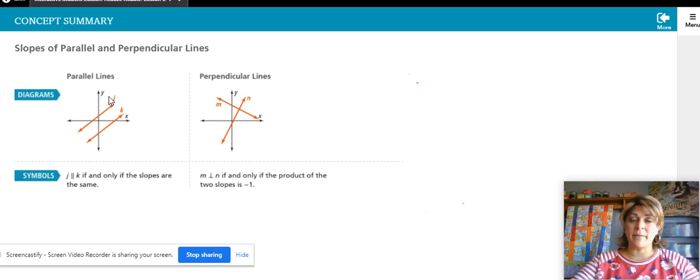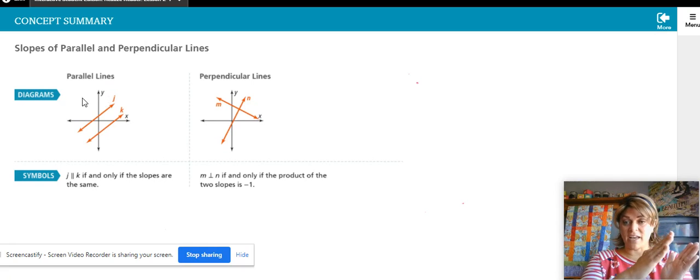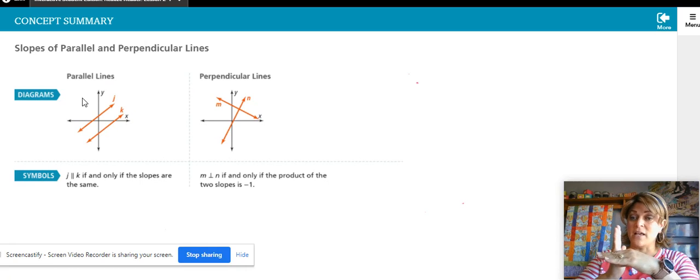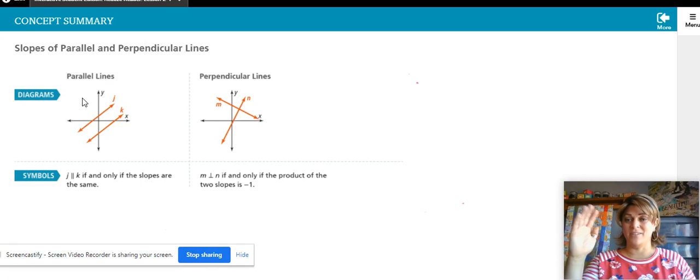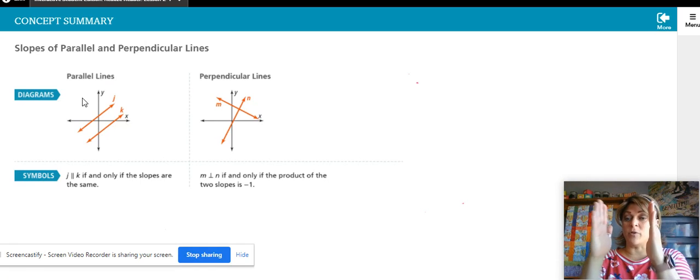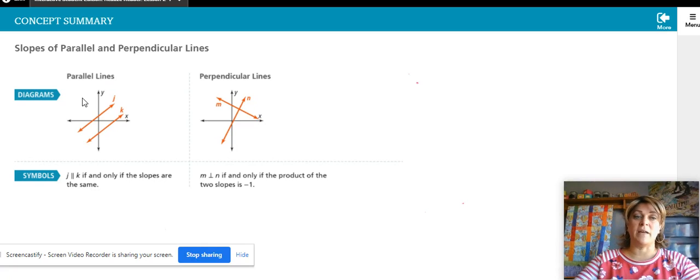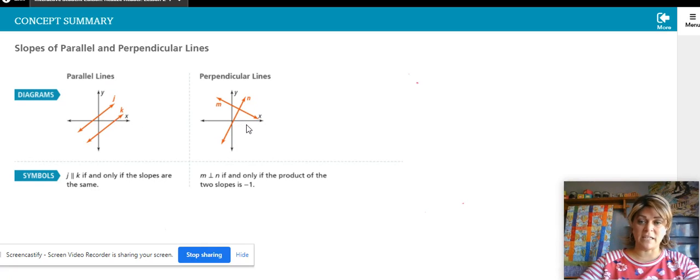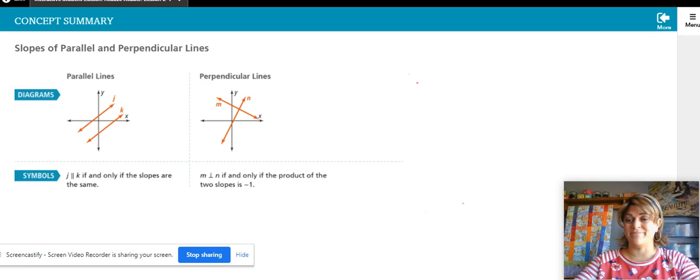Concept summaries. Bottom line, parallel lines have to have the same slope. Perpendicular lines have to have slopes that are opposite reciprocals, or they multiply to give you -1. The only exception is vertical. If they're both vertical, they are parallel. If one's vertical and one's horizontal, then they are perpendicular. So parallel lines, same slope; perpendicular lines, opposite reciprocals. I hope that helped.